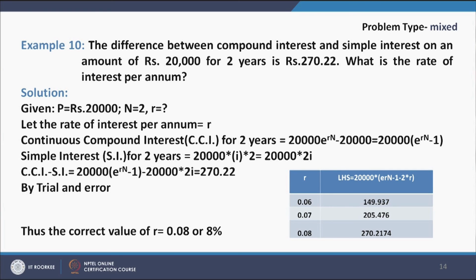Now, by trial and error, if we put R is equal to 0.06, the left hand side becomes 149.937. If we take R is equal to 0.07, the left hand side, which is equal to 20,000 into e to the power Rn minus 1 minus 2R, becomes 205.476, and if we take R is equal to 0.08, it is 270.2174. So, my right hand side is 270.22, and at the value of R equal to 0.08, it is 270.2174, and hence the correct value of R is 0.08, that is 8%. Thank you.